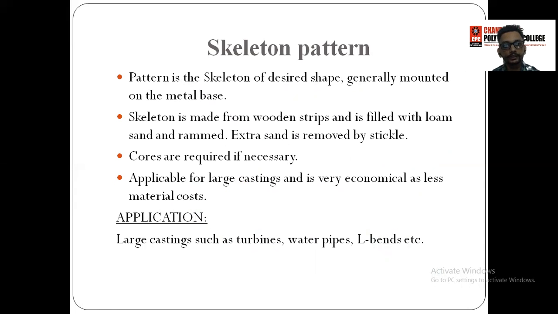Skeleton pattern is the desired shape, generally mounted on the metal base. Skeleton is made from wooden strips and is filled with loam sand and rammed. Extra sand is removed by strickle. Cores are required if necessary. Applicable for large casting and is very economical as there is less material cost. It is mainly used for large castings such as turbines, water pipes, L bends, etc.